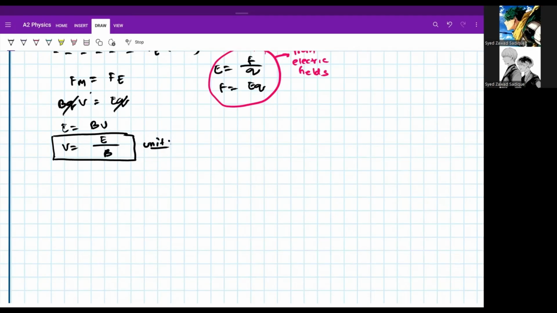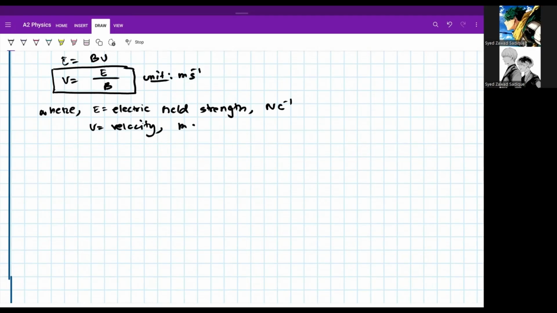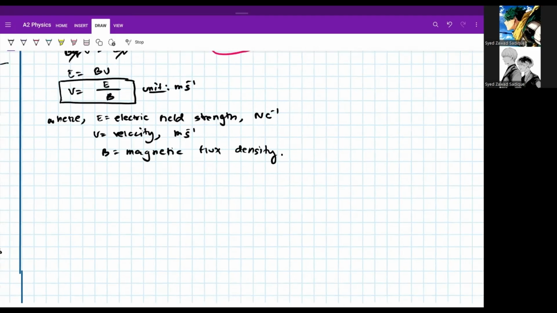Unit m/s, where E is electric field strength in newton per coulomb, V is velocity, and B is magnetic flux density. All right.